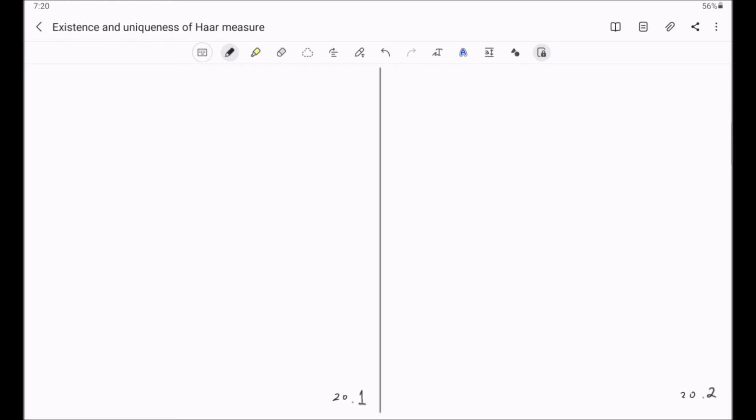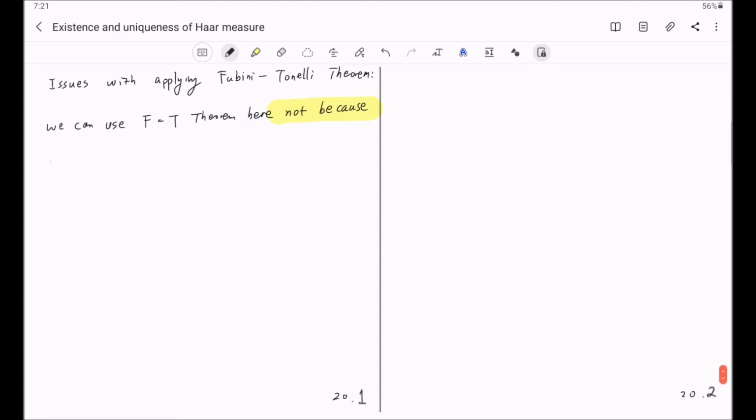The subtleties are the following. Remember, to apply Fubini-Tonelli theorem, we need the measures to be sigma finite. We can use Fubini-Tonelli theorem here, not because mu and nu are sigma finite on G. As a matter of fact, we do not know whether they are sigma finite or not.